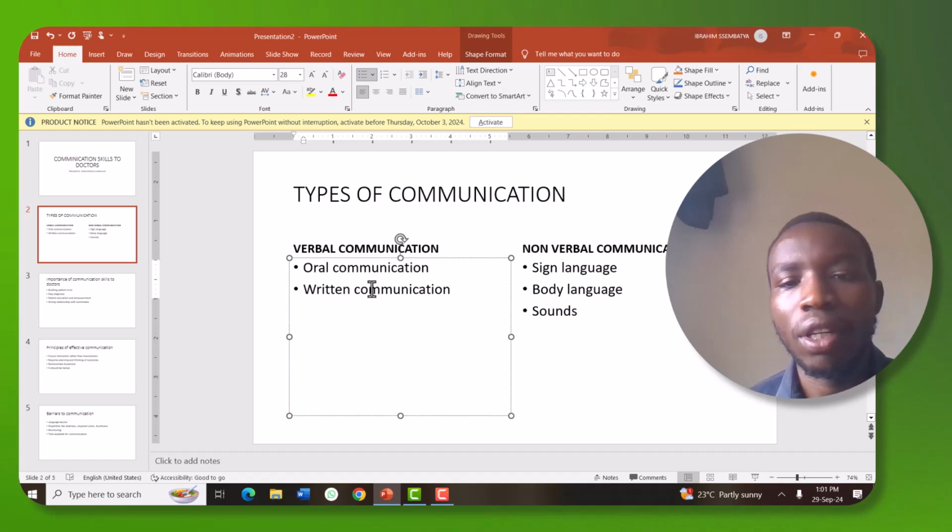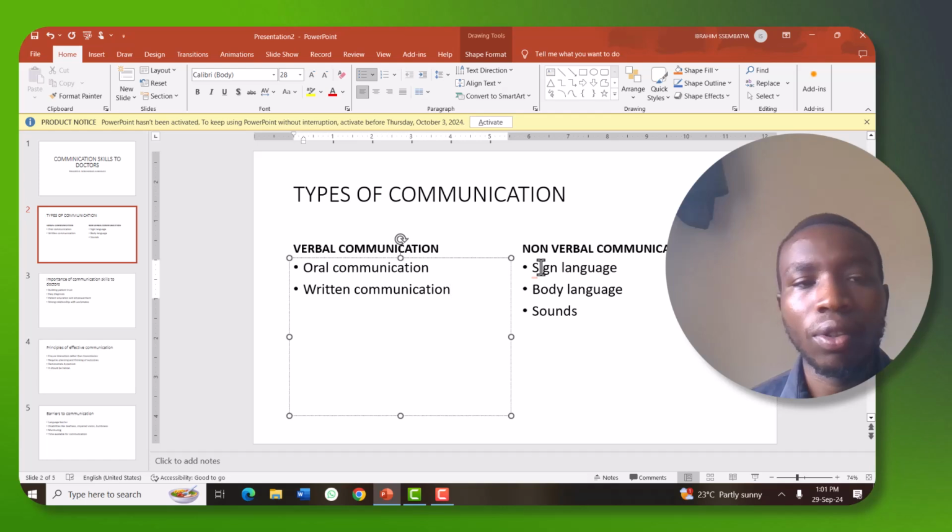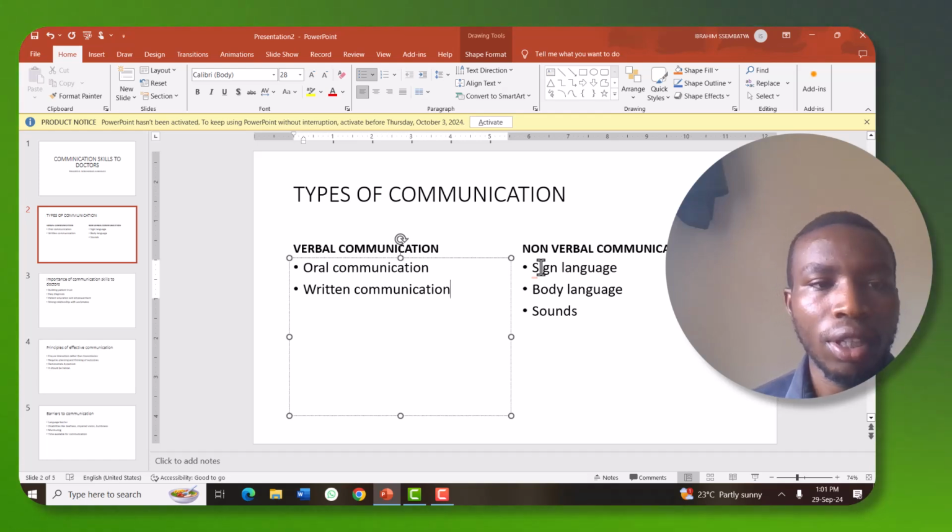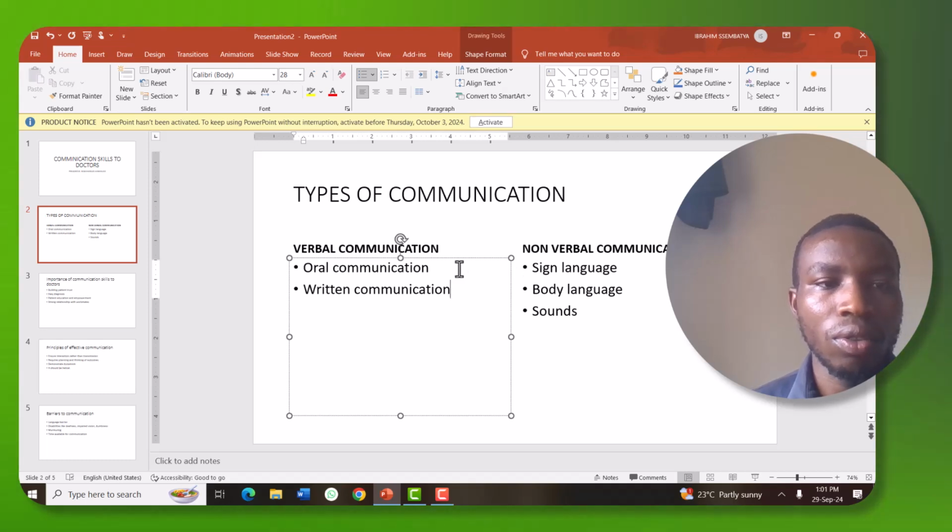For example, a letter. Then non-verbal communication, there is sign language, body language, or you can use certain sounds to convey communication, but that one is not very important to doctors. Doctors, you should always use oral communication or written communication.